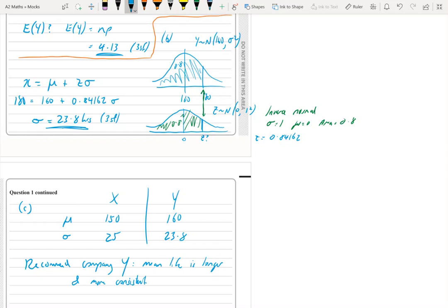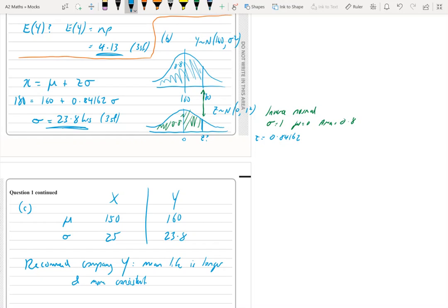Remember, sigma measures the variation, the spread in the data. So the smaller the value of sigma, the less variation there is. So company Y's batteries will be a bit more consistent in their lifetimes, whereas company X's will be slightly more unpredictable. So there we go.